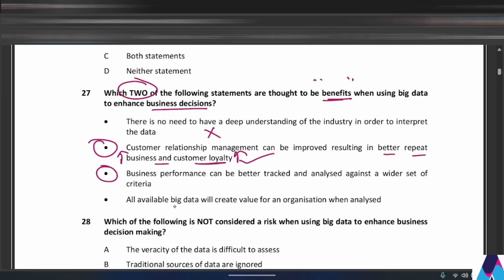Then it says all available big data will create value for an organization when analyzed. So not all. This statement is wrong, okay? Some is irrelevant because, like I said, you have big data, all of data coming from different sources. Do you think all of that would be relevant for you? No. Like I said before, you have to dig down and search for the relevant data that you need. So therefore, you cannot say that all available big data will create value. Some would be totally irrelevant and thus it will not create any value. So this statement is wrong, and with that, the two options we already found were the second one and the third one, okay?